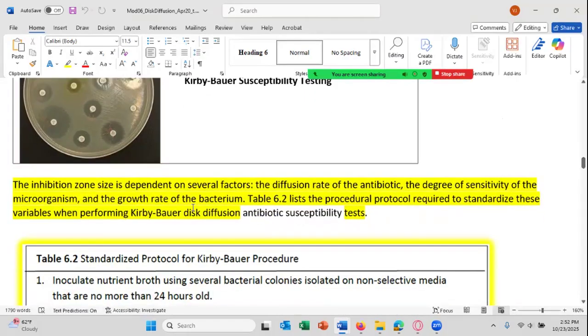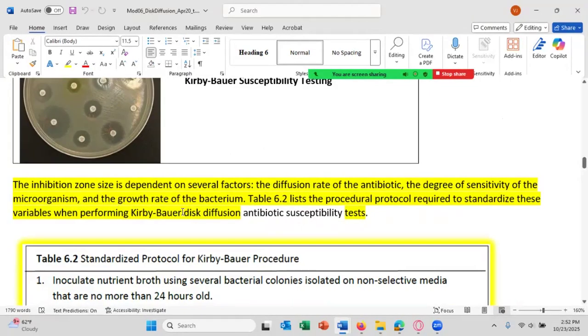All right, so the inhibition zone size is dependent on several factors: the diffusion rate of the antibiotic, the degree of sensitivity of the microorganism to the antibiotic, and the growth rate of the bacterium. Table 6.2 lists the procedure required to standardize these variables when performing the Kirby-Bauer diffusion method.